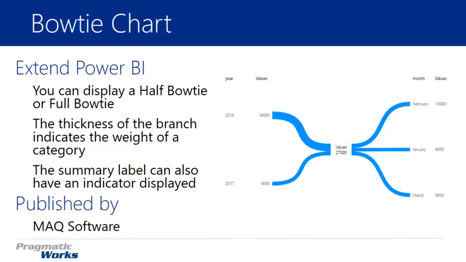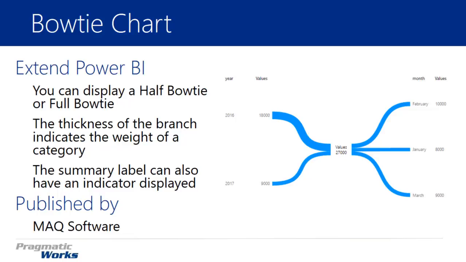Now, the Bowtie Chart is an interesting one in that it's designed really to show a flowing of data. You'll see some people like the screenshot to the right here showing it more as a hierarchical view of the data, where you can see how many values are coming out of the year 2016 or 2017 and going into February, January, or March. That's one way to do it, and that's actually going to be similar to how I'm going to show my example here later.